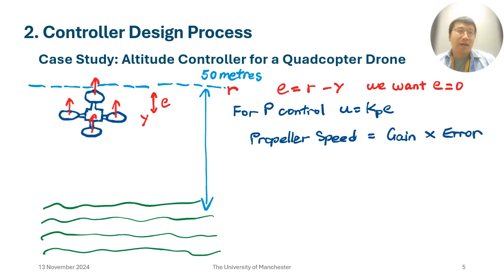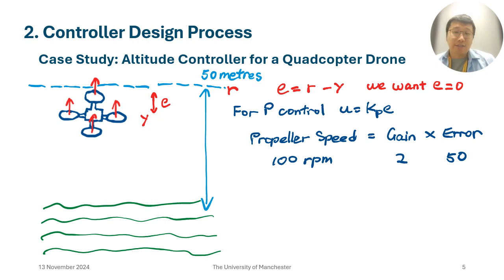And then assume that the UAV, the drone, needs to hover using, say, a propeller speed of 100 RPM. So basically, if we set the control gain KP as 2, then the error is 50. This basically means the drone is on the ground. So it's hovering on the ground.